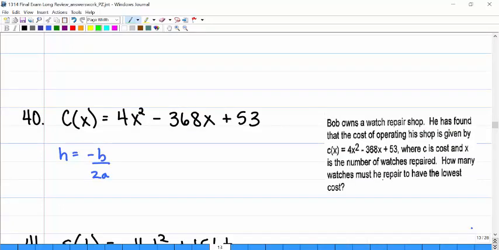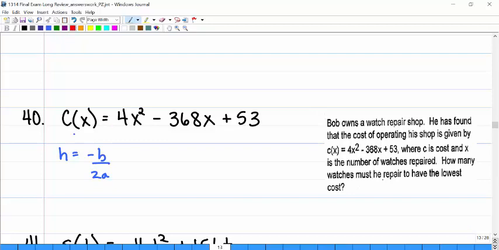Number 40 says that Bob owns a watch repair shop. He's found that the cost of operating his shop is given by the function c of x equals 4x squared minus 368x plus 53, where c is cost and x is the number of watches repaired. So the question is, how many watches must he repair to have the lowest cost? How many watches? Watches was x.